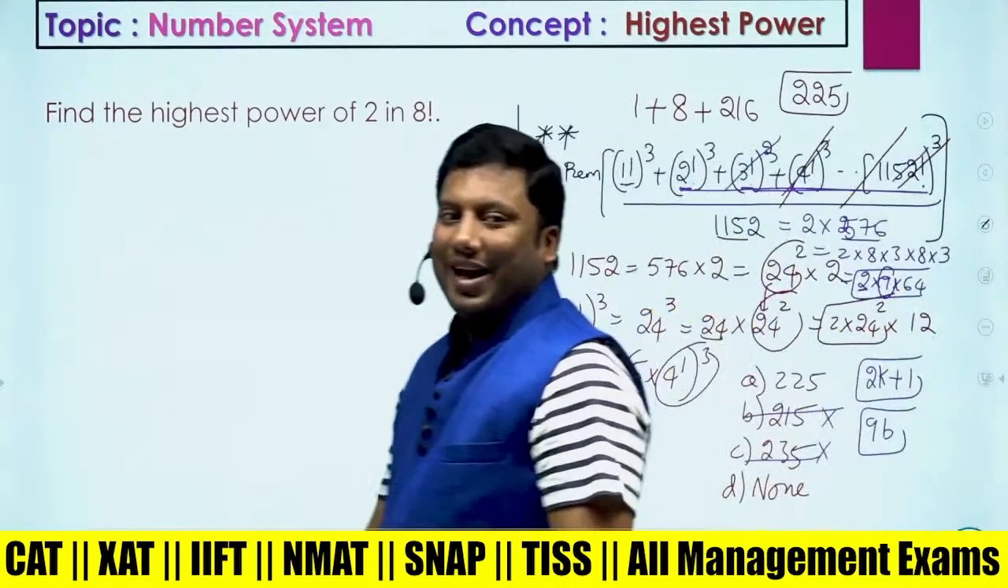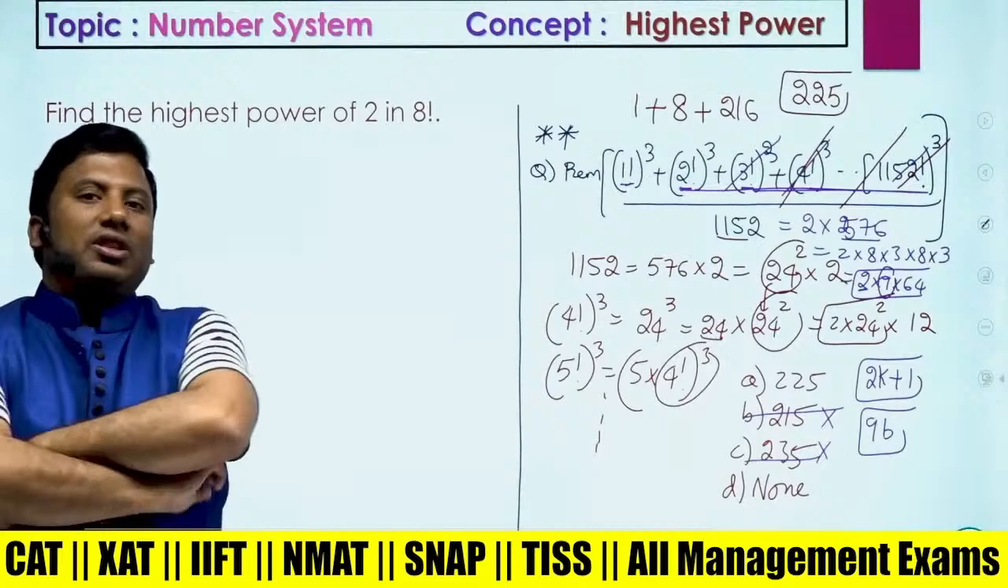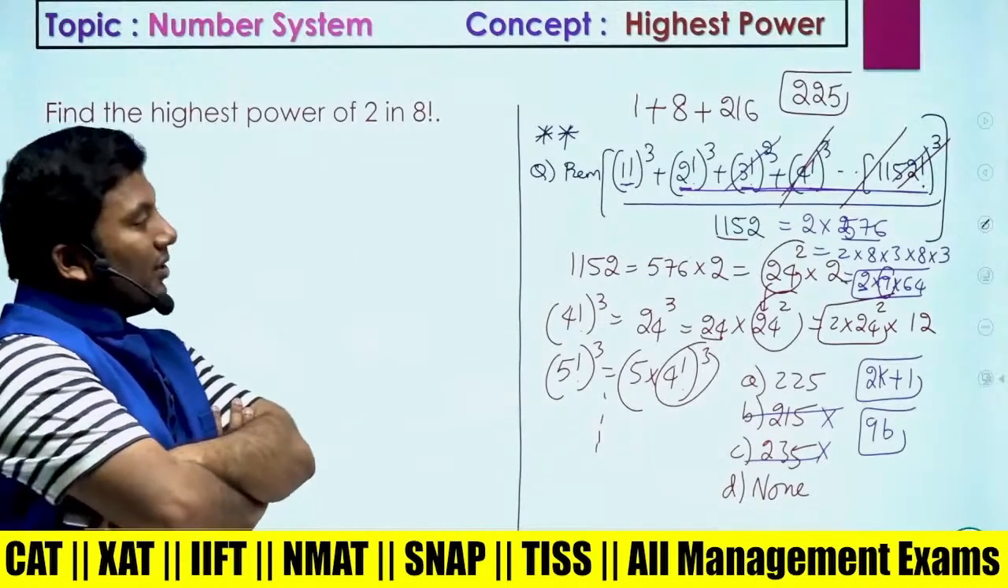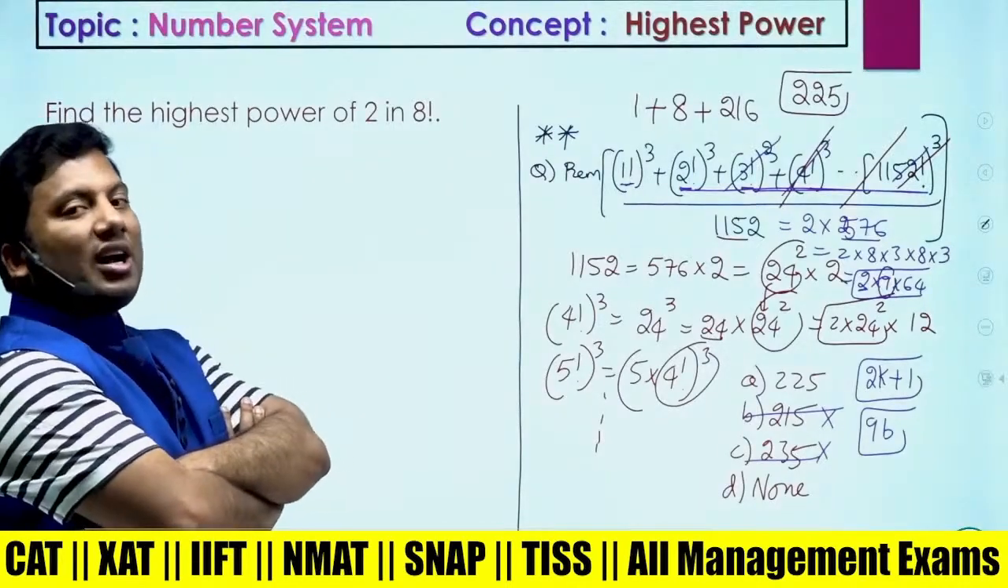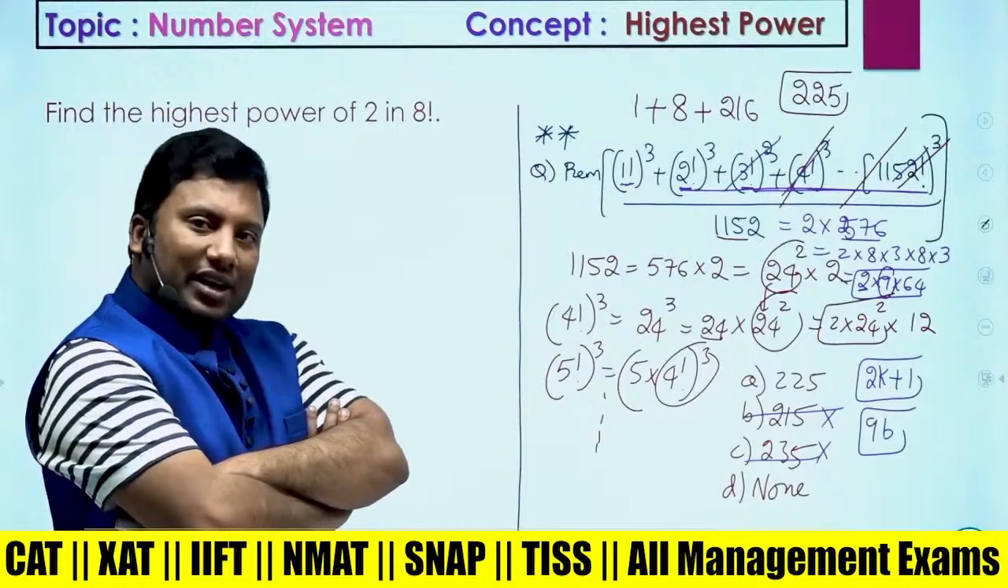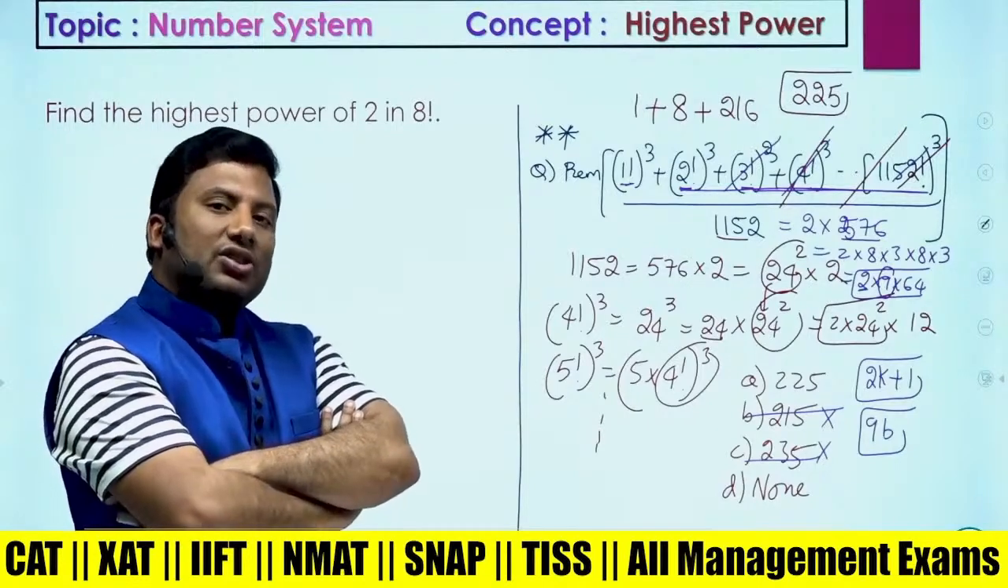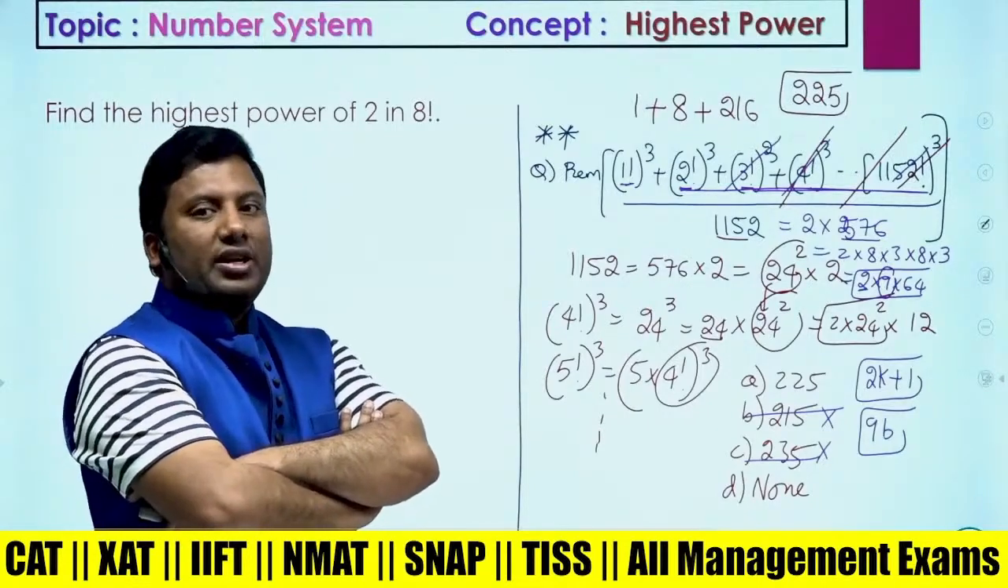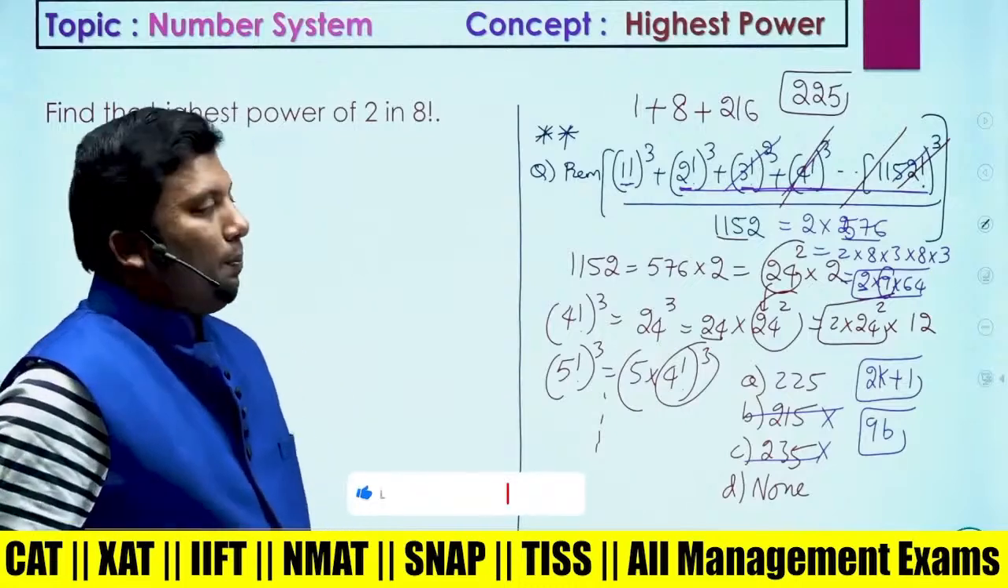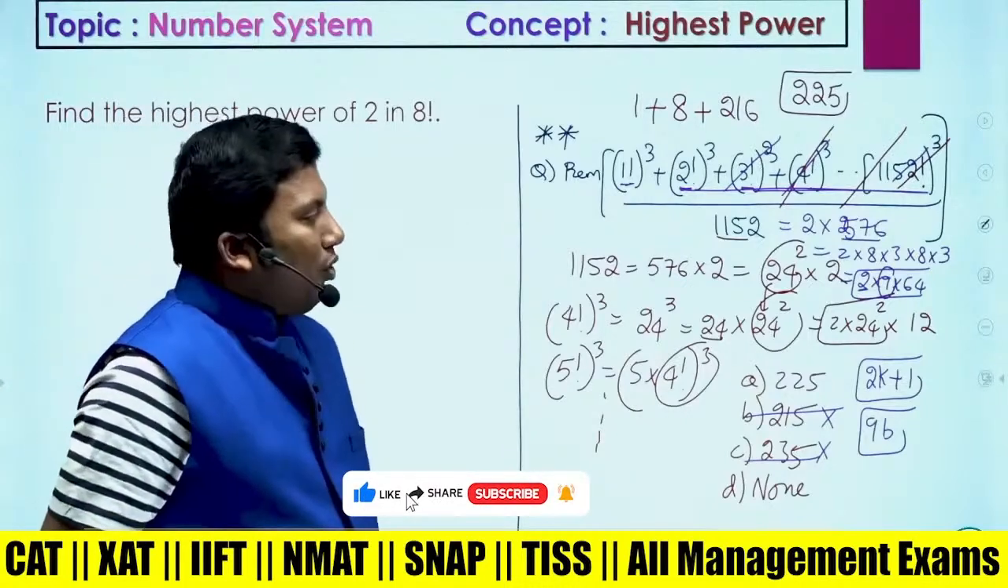Play around with the answer options. What is the concept that I used here? I used the concept of the Chinese remainder theorem. What is the Chinese remainder theorem? Write the composite number as a product of co-prime numbers.